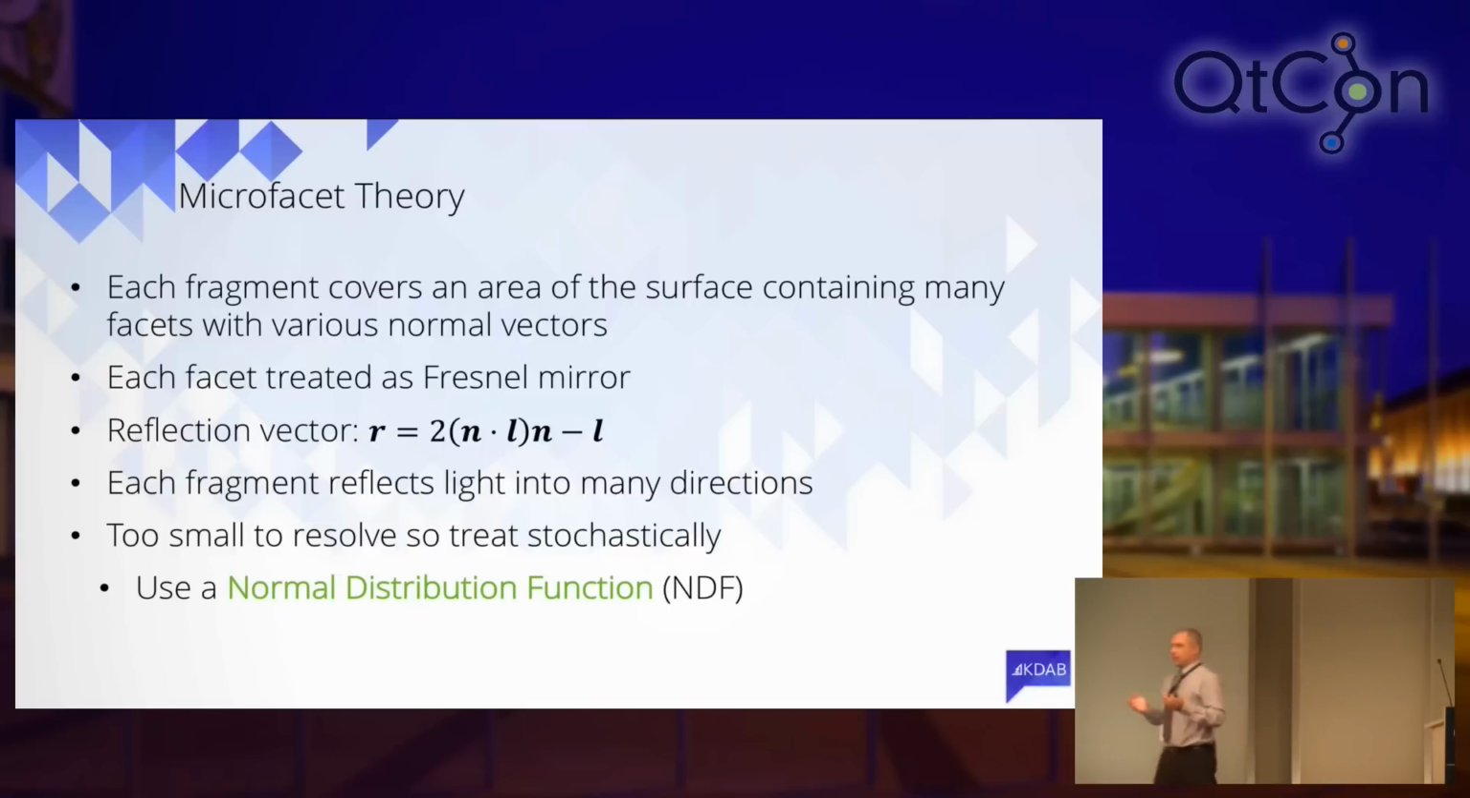Now, we've already said that the geometry we're considering here is too small to actually render directly. So we can't resolve this, we're just going to treat it statistically. And to do that, we use something called a normal distribution function. This is just a function that basically says, if I give you an angle for this particular fragment, you tell me what percentage of these microfacets are actually pointing in that direction. And we're only going to consider those ones when we do our lighting.